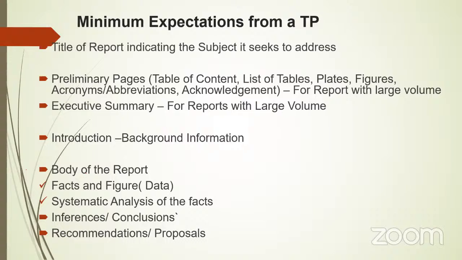You could have a list of acronyms and abbreviations if you actually use acronyms, like PHCN is an acronym. So you need to explain what PHCN is in the list of acronyms. And probably it must have an acknowledgement page where you acknowledge the sources of information or the supports that you have gotten because of putting the reports together. This is for reports that are of large volume that probably you want to bind and put together for someone to read. And such reports must also have executive summary, like I've explained earlier on. And these are for reports with large volume.